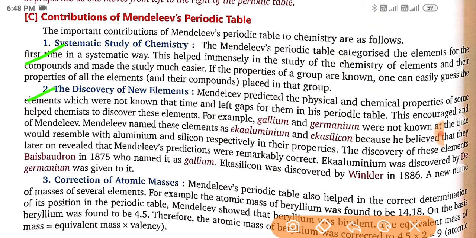So you can think that Eka aluminum was discovered by de Boisbaudran in 1875, who named it gallium. Okay, and Eka silicon was discovered by Winkler in 1886. And a new name, germanium, was given to it.